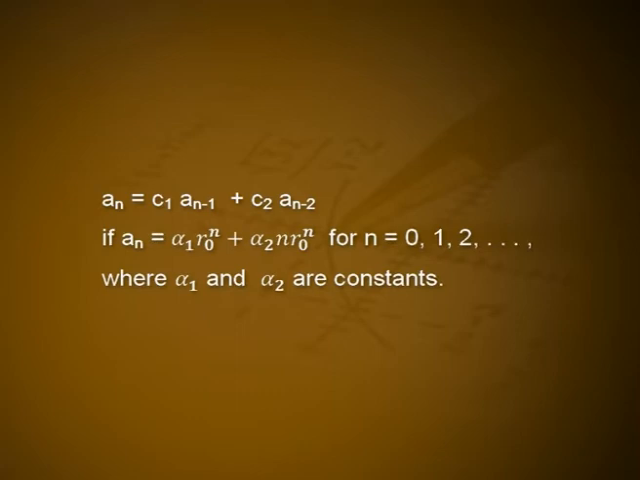Let C1 and C2 be real numbers. Suppose that R square minus C1 R minus C2 is equal to 0 has a single root R0. Then the sequence An is a solution of the recurrence relation An is equal to C1 into An minus 1 plus C2 into An minus 2 if An is equal to alpha 1 into R0 raised to n plus alpha 2 into n into R0 raised to n for n is equal to 0, 1, 2 etc. where alpha 1 and alpha 2 are constants.